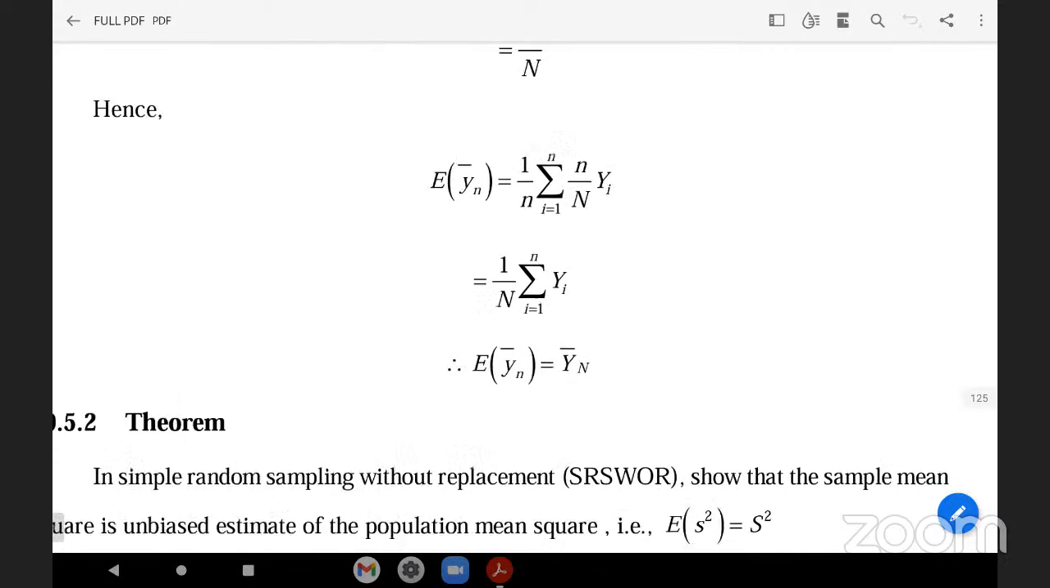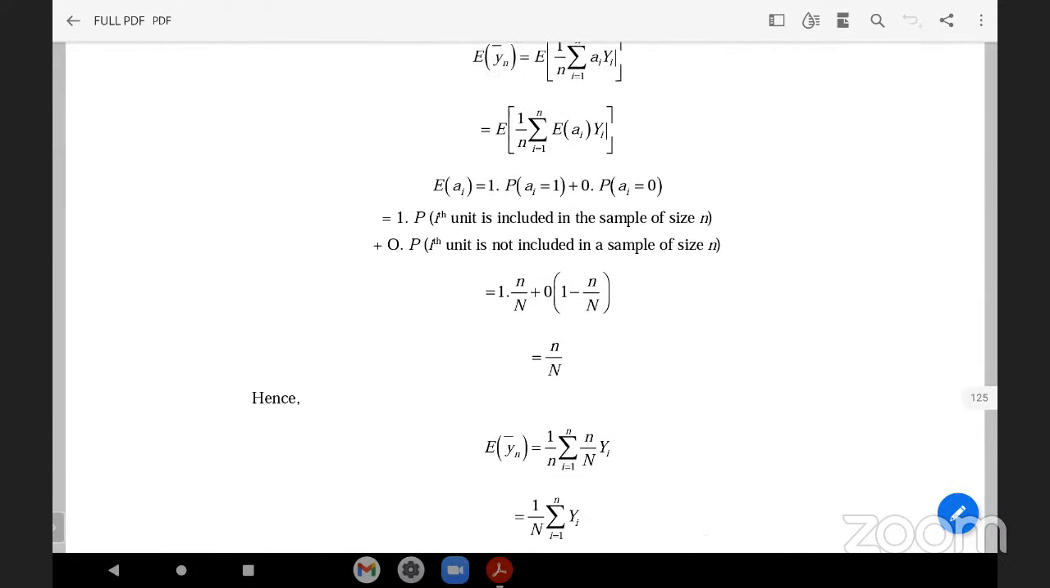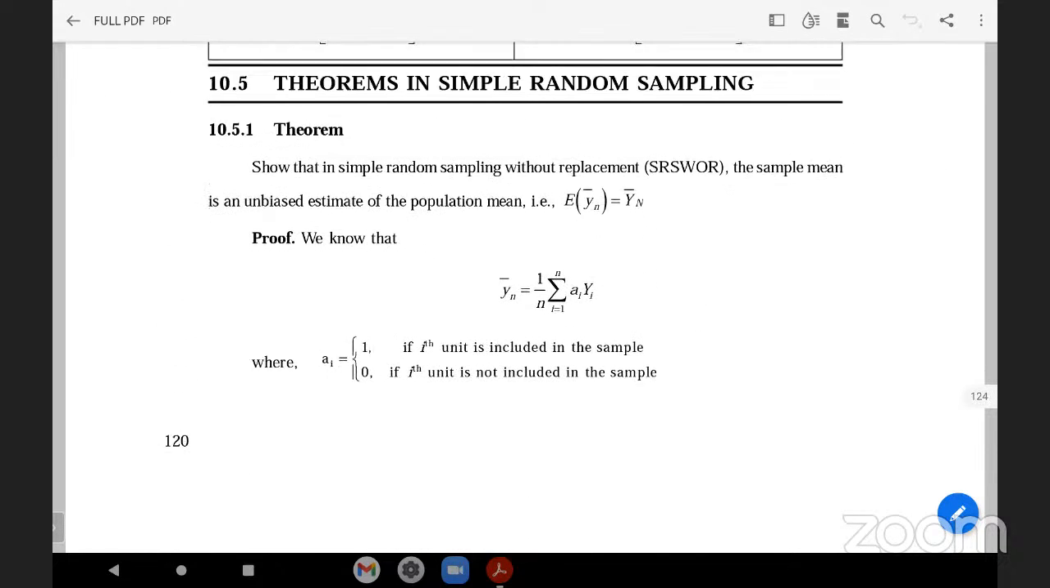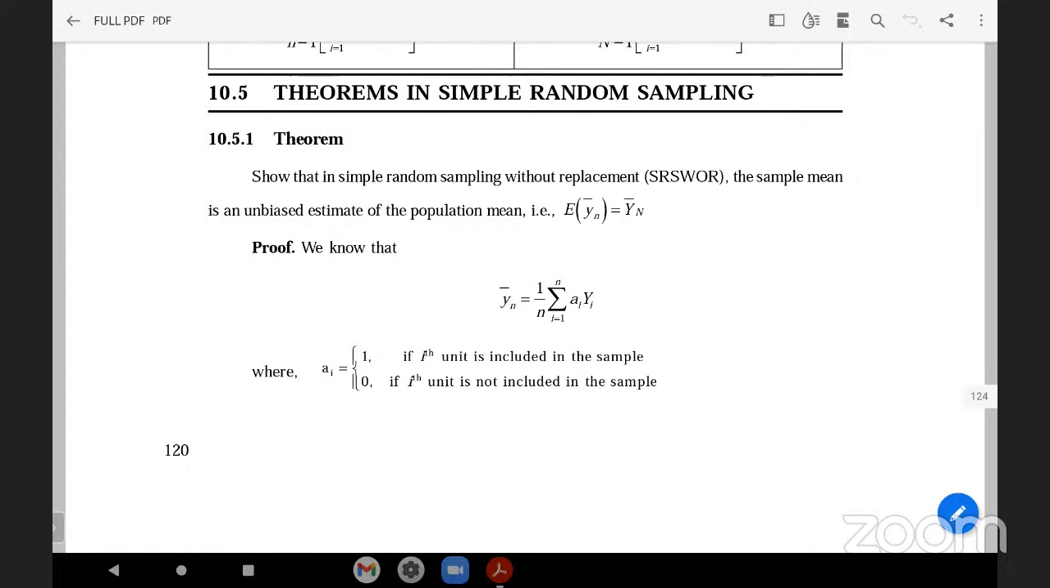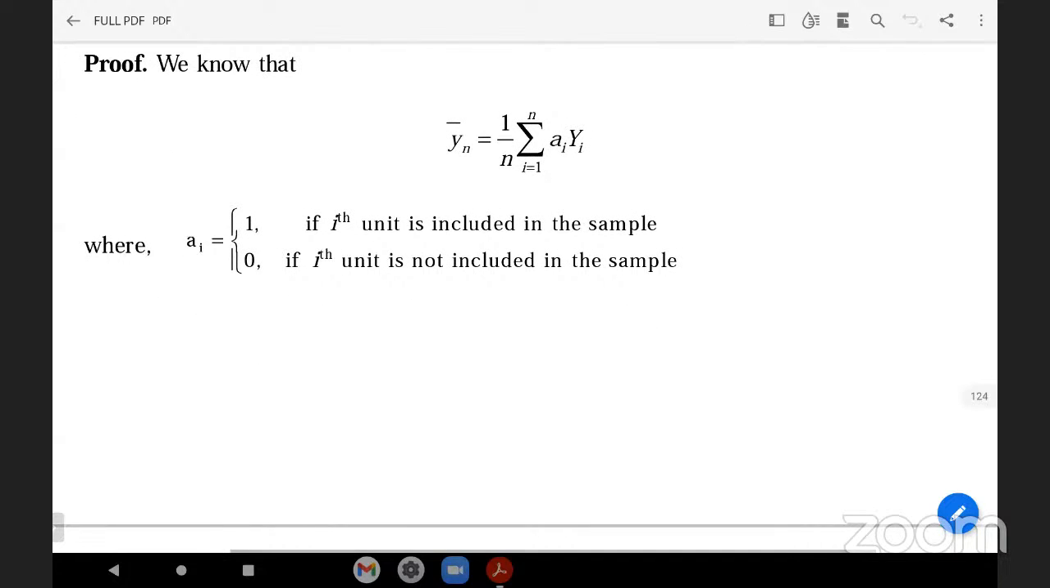What is the meaning of this? It means the mean never changes, either for sample or population. The sample mean is always equal to the population mean. E of ȳn means the sample mean I am taking, and what I am calculating is the population mean.